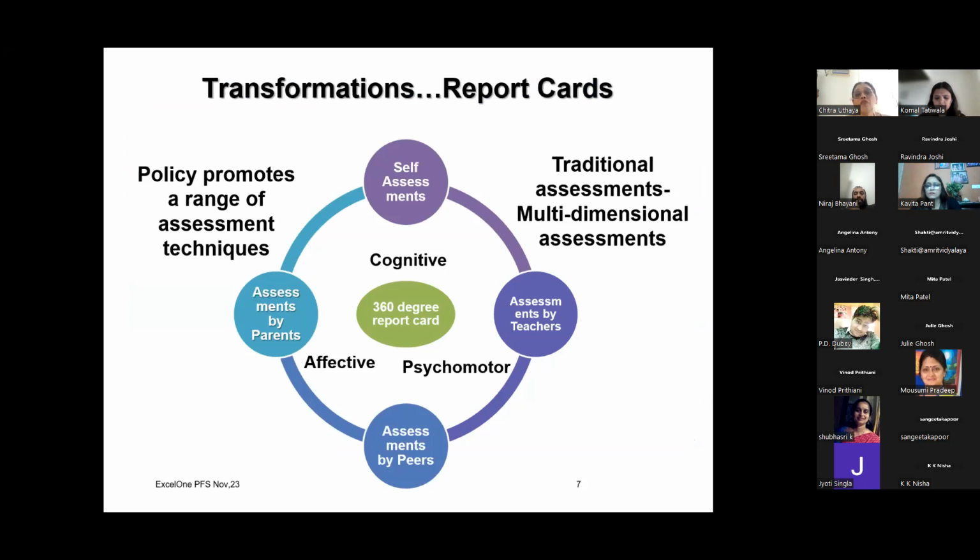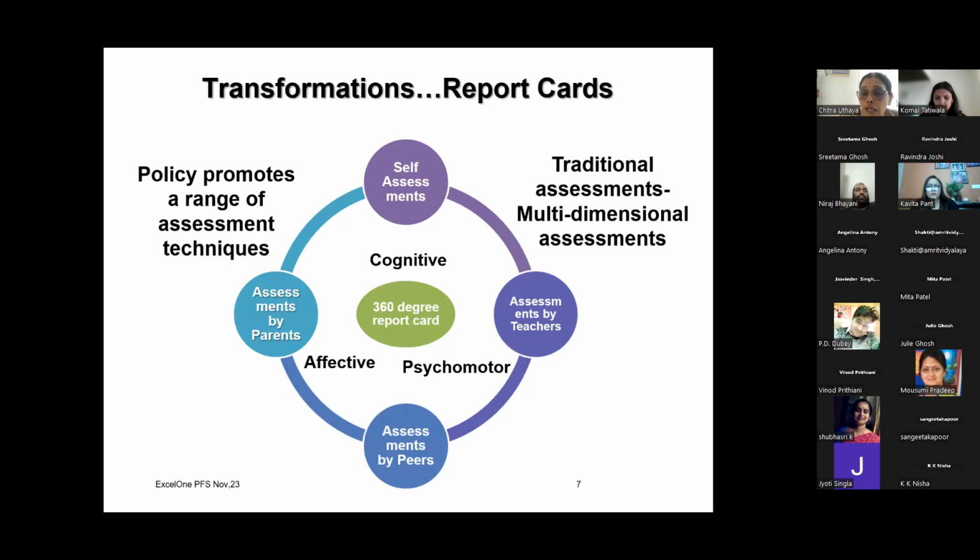So there is going to be a transformation in the way report cards will be made in future. You will have to have 360-degree report cards where you will assess the cognitive domain as you are doing now, but also pay attention to the affective and the psychomotor domain. And assessments will be done by multiple people, not just by the teacher. So the teacher will be assessing. Along with this, there will be peer assessment, there will be parent assessment, there will be self-assessment.